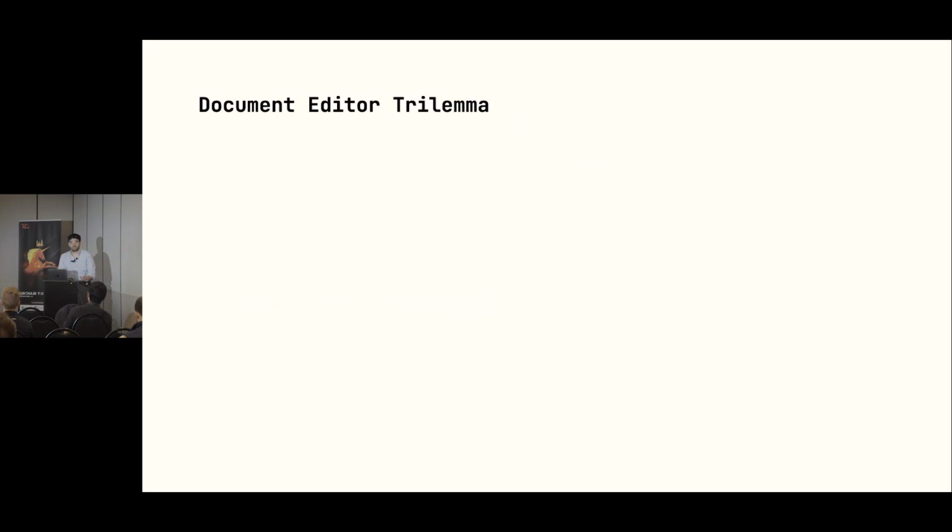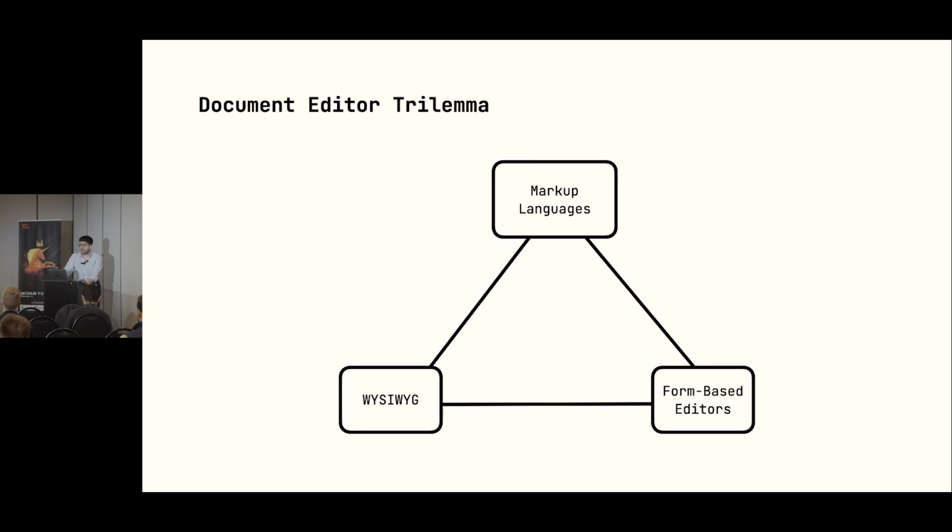So that was form-based editing. And now I'm going to present you with a framework on the types of document editors that I've talked about so far. And that framework talks about 3 different types of document editors. The first one is, as I said, the markup languages. The second one is form-based editors. And the third one is the what you see is what you get editors, right?